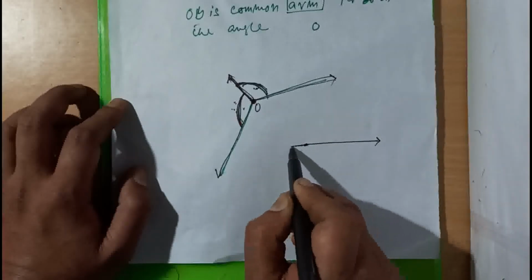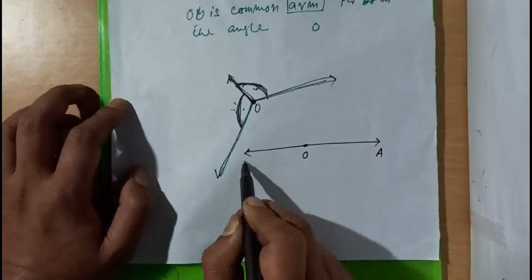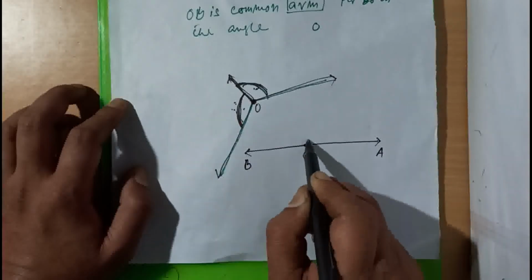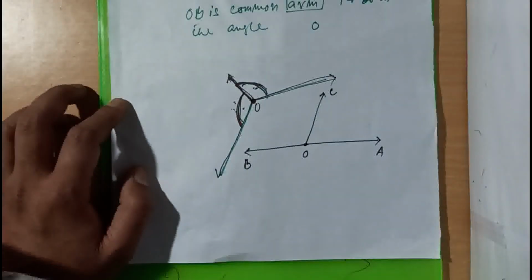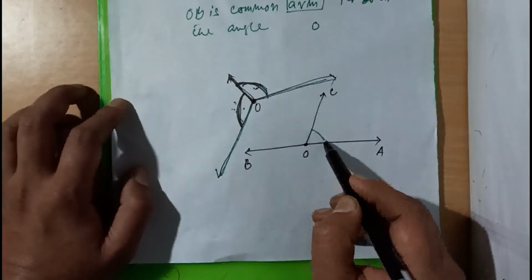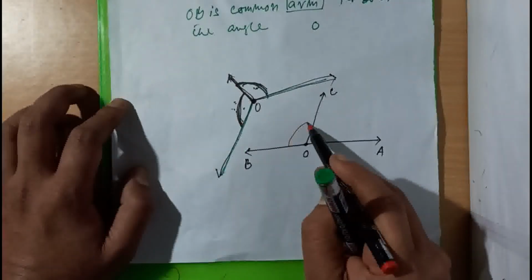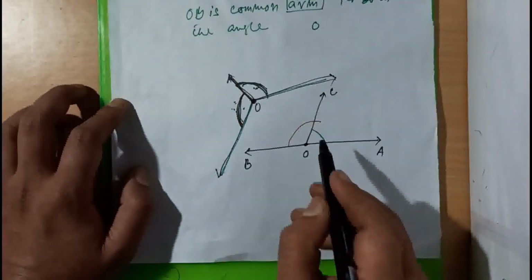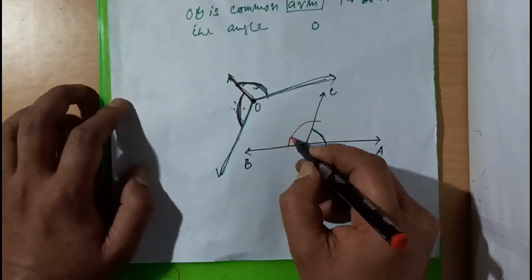Let me take another ray, and let us take another ray C. Now here you see, here also there are two angles. One is this and another is this. Total there are two angles. One is this angle in green color, and another is the red color angle.